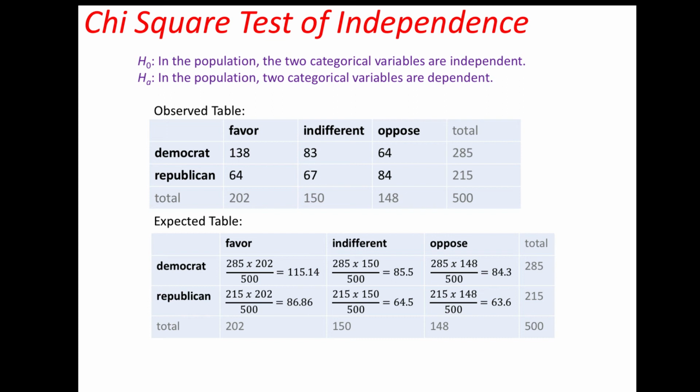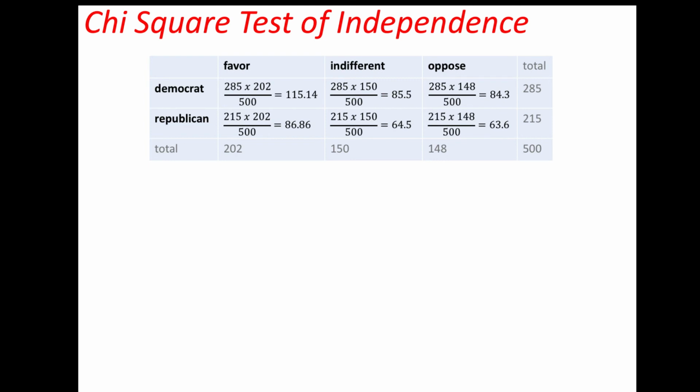That is, from the expected count, 0.404 of the Democrats and 0.404 of the Republicans favored the bill. 0.3 of the Democrats and 0.3 of the Republicans are indifferent, and 0.296 of the Democrats and 0.296 of the Republicans are opposed. The statistical question becomes, are the observed counts so different from the expected counts that we can conclude a relationship between the two variables?